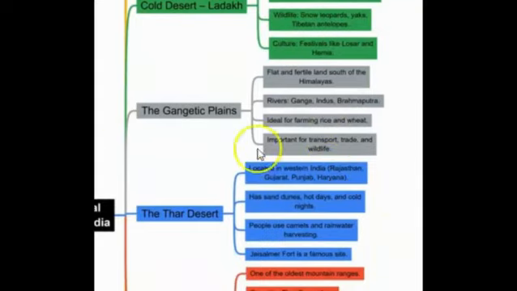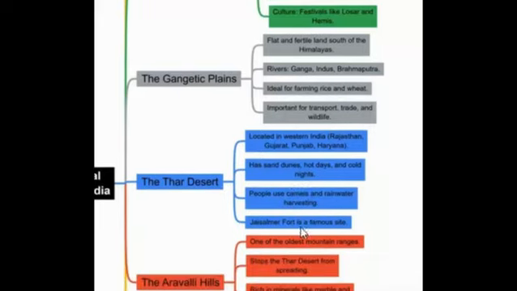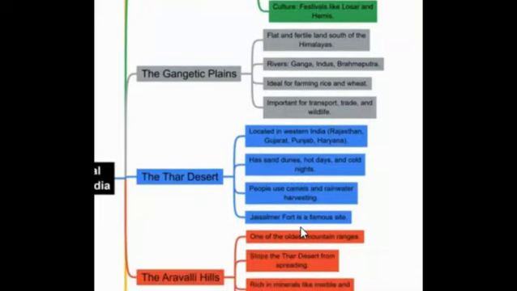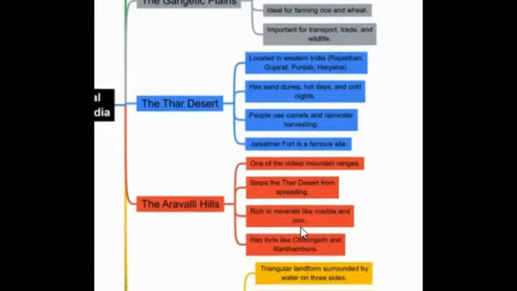Now we have the Thar Desert. It is located in parts of Rajasthan, Gujarat, Punjab, and Haryana. It has sand dunes, the days are hot, and the nights are cold. The people use camels and rainwater harvesting. Jaisalmer Fort is a famous site there.